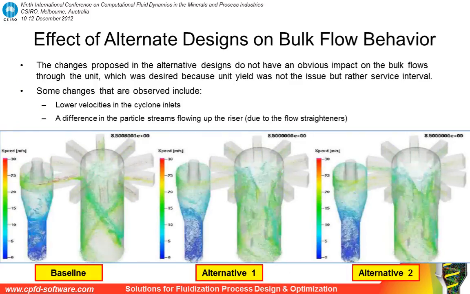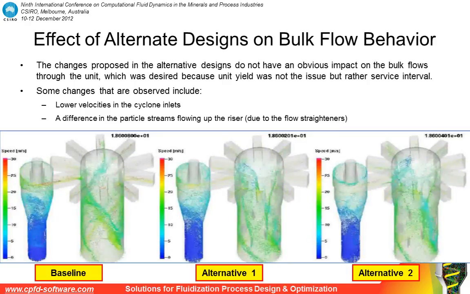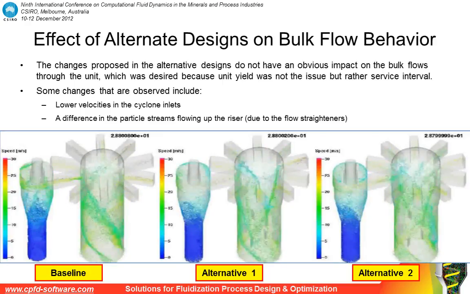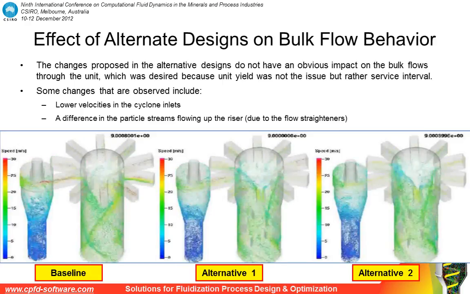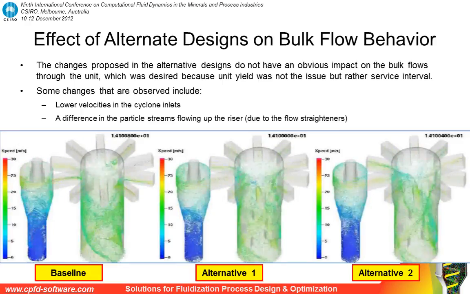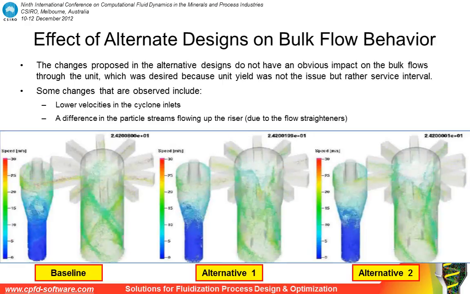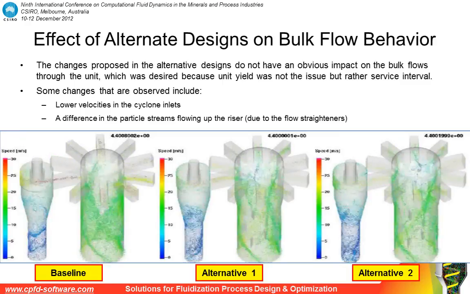There were two alternatives studied in this particular instance, and it was determined that the flow characteristics were noticeably different between the two alternatives and the baseline. The two alternatives looked very similar to one another, probably due to the flow straighteners that were added, and both exhibited lower velocities into the cyclone inlets.